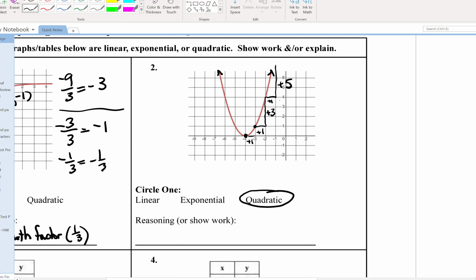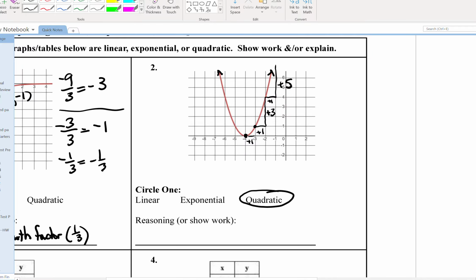And if you look here, there's no constant pattern like you would see with a linear. If it was linear, you just have a constant rise over run. It's just the same slope. So the change in y and the change in x are the same anywhere along there.